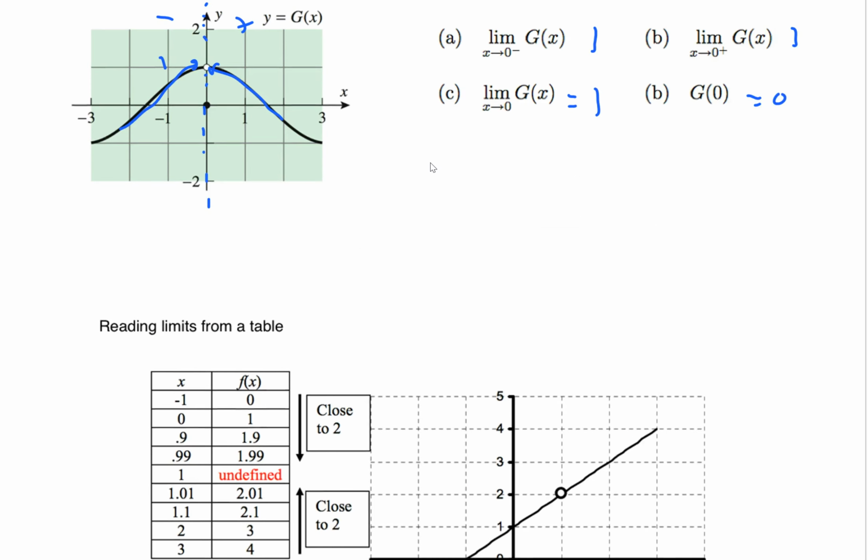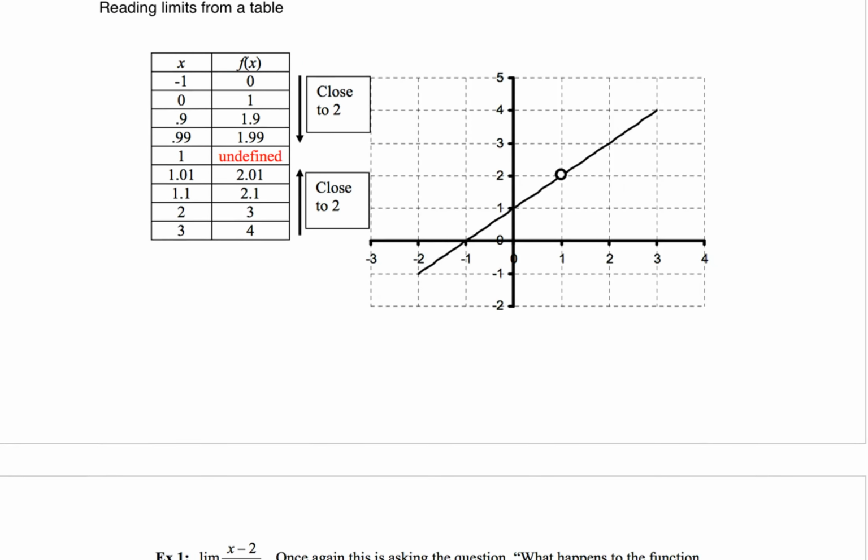So next, reading limits from a table. It's essentially the same idea, right? So this one's already kind of done for us. Here's our x values. Notice how 1 is undefined. We're looking at the limit as x approaches 1. So we're going to do the same thing. We're going to get close to 1 from the left, so below numbers.